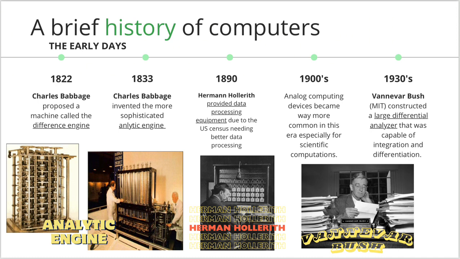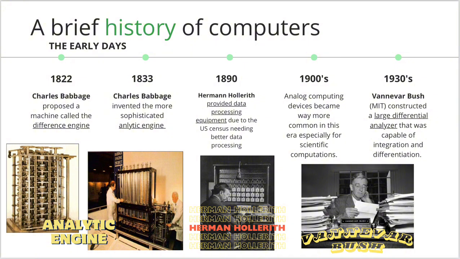Hello everyone. I want to introduce the history of computers. In 1822, Charles Babbage proposed a machine called the difference engine. In 1833, Charles Babbage invented the more sophisticated analytic engine. In 1890, Herman Hollerith provided data processing equipment because the US Census needed better data processing.